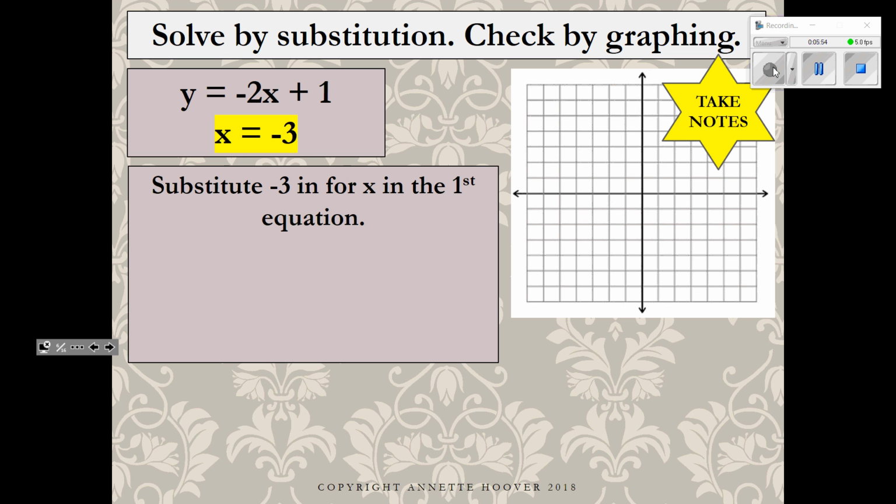This is going to be the second part of the video, and I'm going to stop this and record it on a different video. So if you're interested, look for the next video, Solve by Substitution.